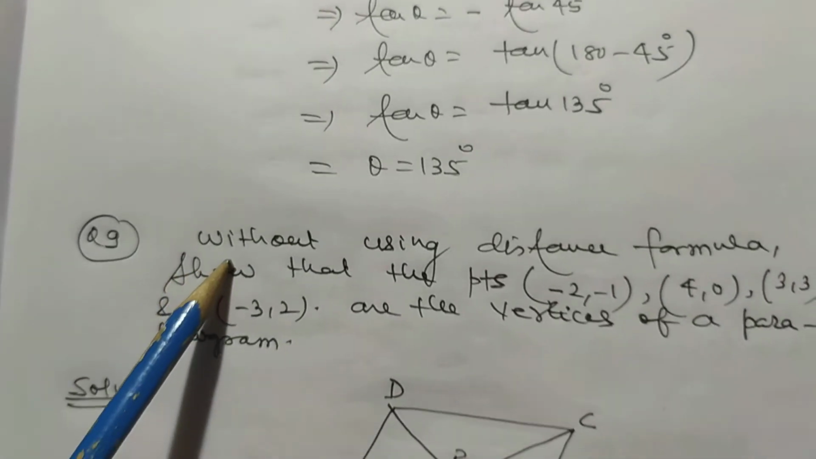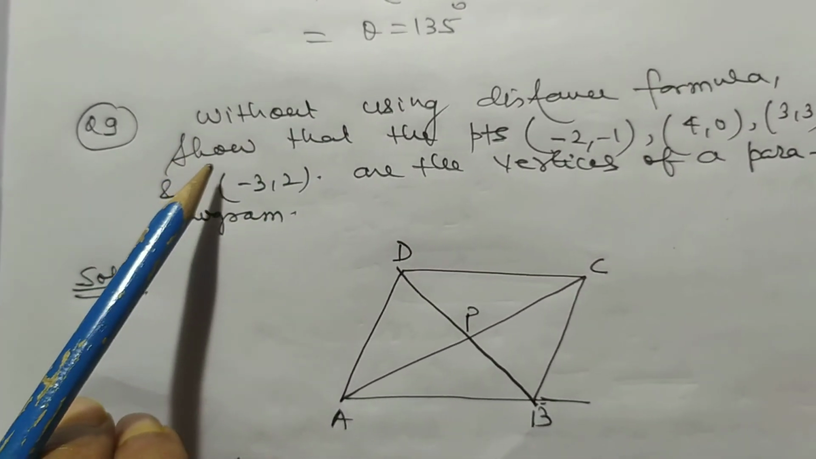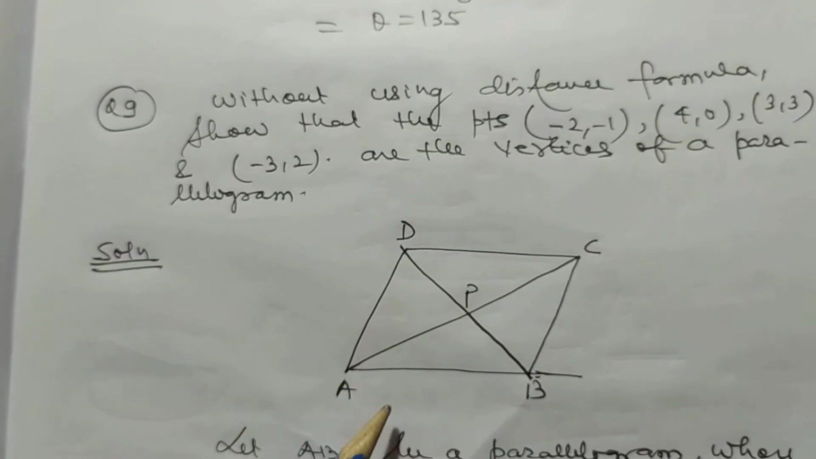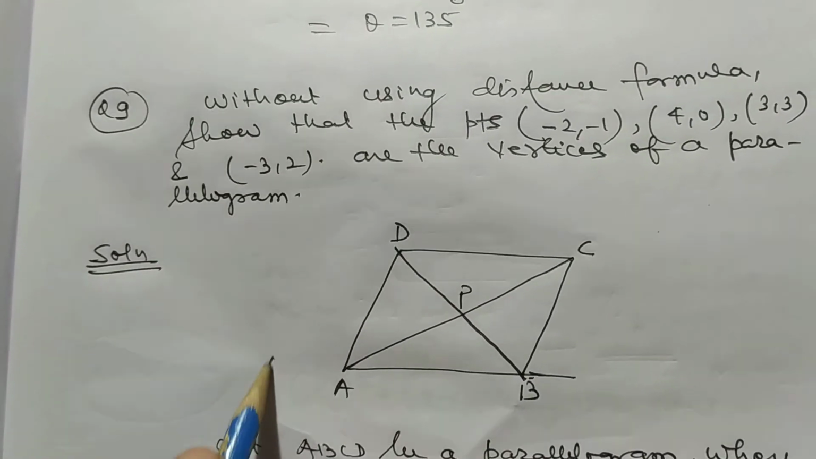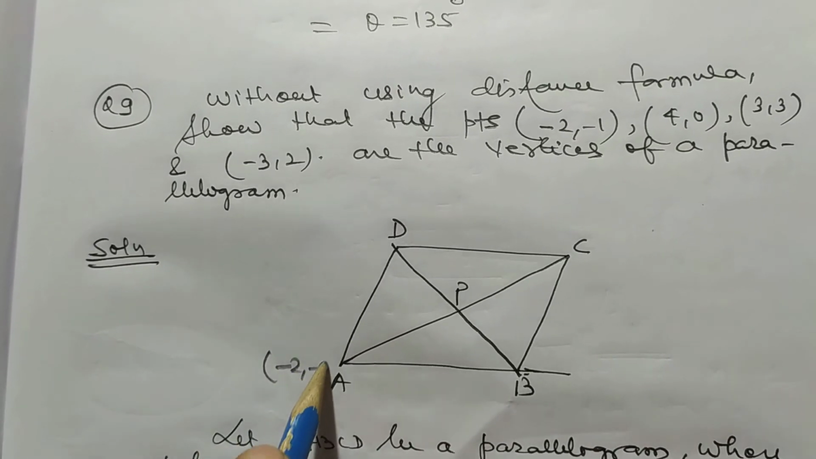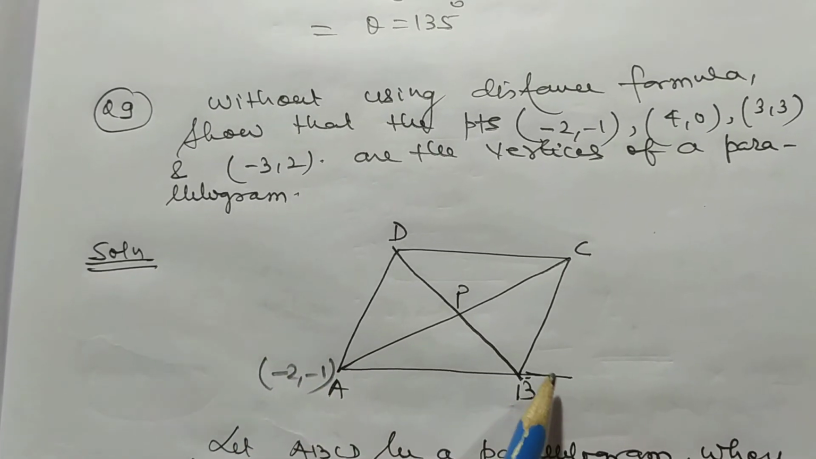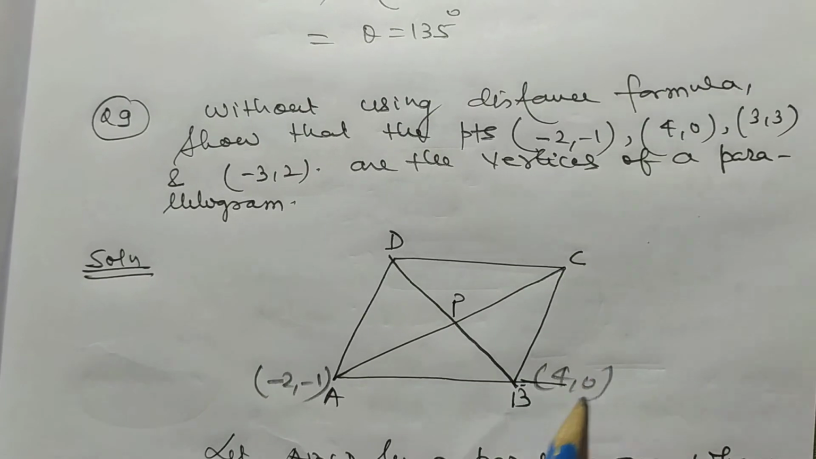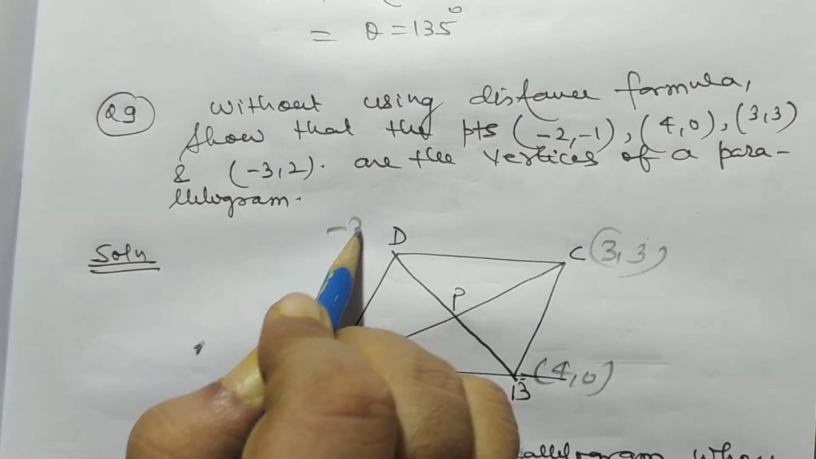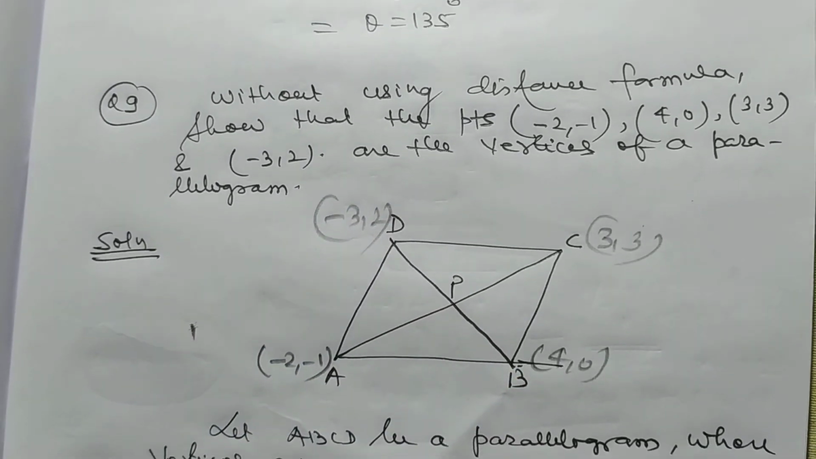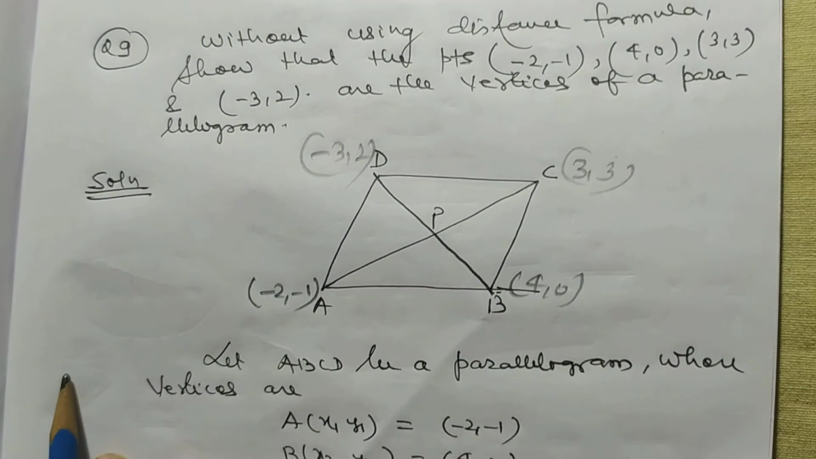Now, without using the distance formula, show that the points (-2, -1), (4, 0), (3, 3) and (-3, 2) are the vertices of a parallelogram.